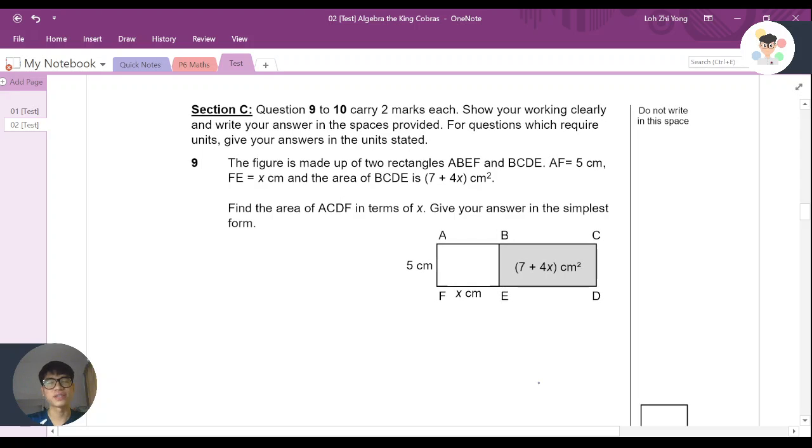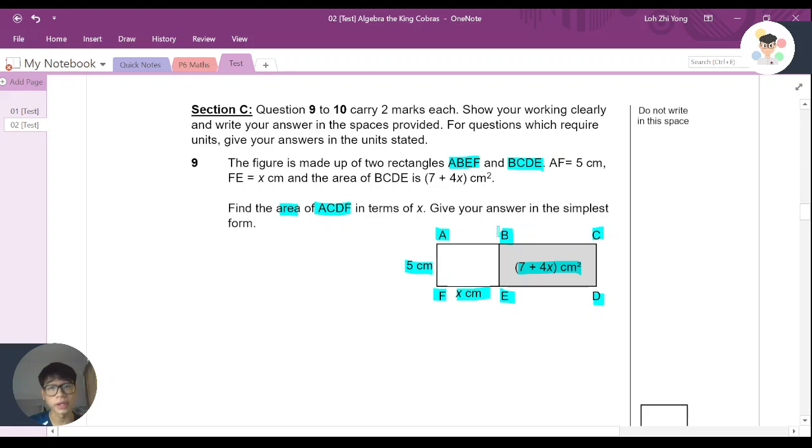Question 9. Now, question 9 is actually a very simple question, as long as you don't make it complicated. Let's look at this question. The figure is made out of two rectangles, ABEF and BCDE. AF is given 5 cm, FE is given x cm, and the area of BCDE is given 7 plus 4x cm squared. The question is asking, find the area of ACDF.